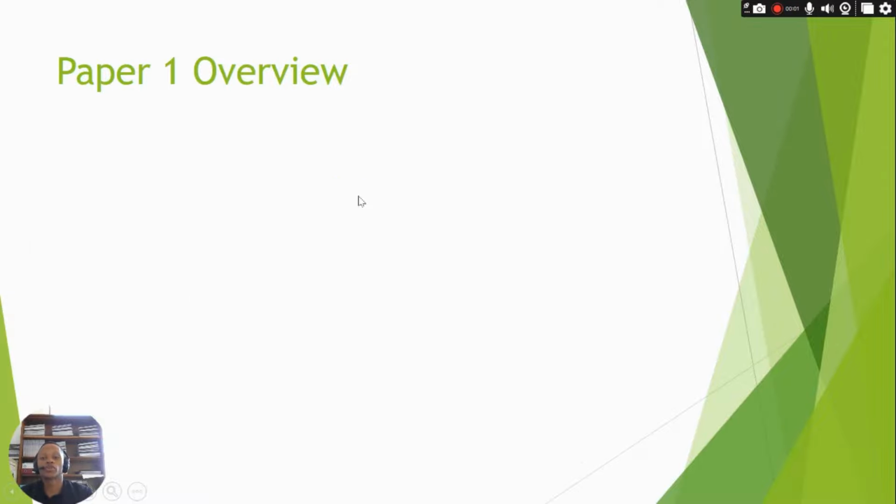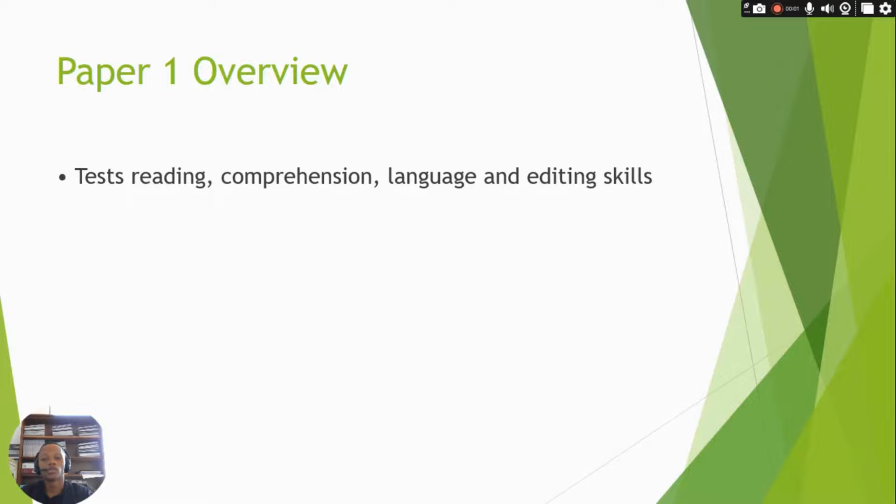Now, first, it would be reasonable to actually look at the overview of this paper, which is paper 1. You will see that the aim of this paper or exam is to test your reading skills, comprehension skills, as well as language and editing skills. Also, you see that the paper is divided into 3 sections. The first section is usually the comprehension, where you will be given a passage and then questions will come from that passage. Also, you have section B there.